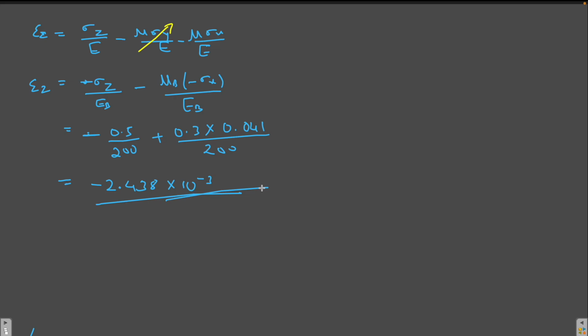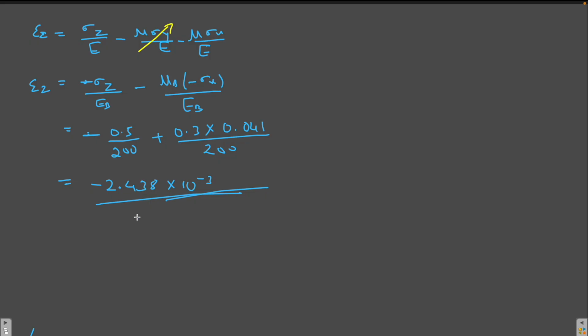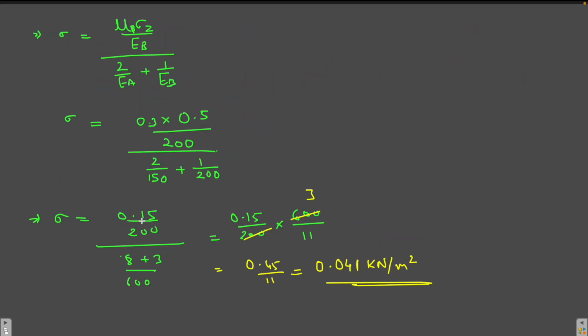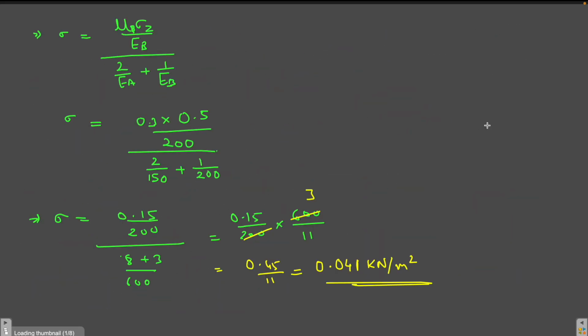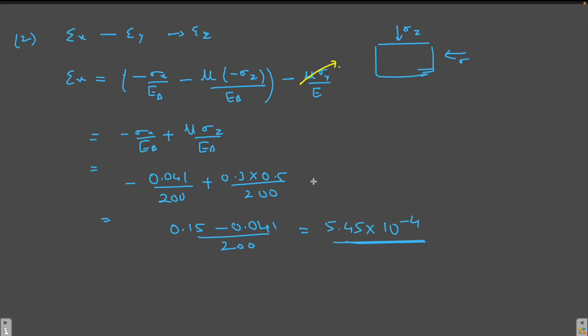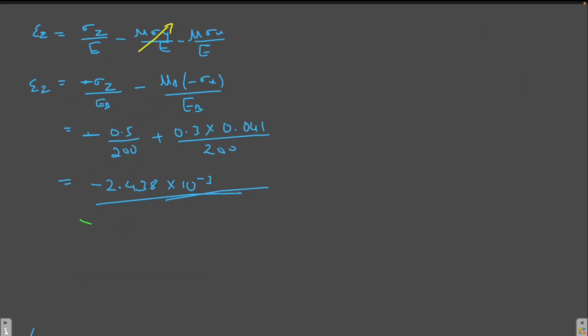Strain in z direction is negative. That means the block B is getting compressed in the z direction, but it is getting elongated in the x and y direction. This is the significance of getting a negative sign. So with this we have completed part 2 of the question. Part 2 is the direct strain in the 3 coordinate directions. So strain in x direction, strain in y direction, and strain in z direction we have found out, and these are the answers. This is the strain in x direction, this is the strain in y direction, and this is the strain in z direction.